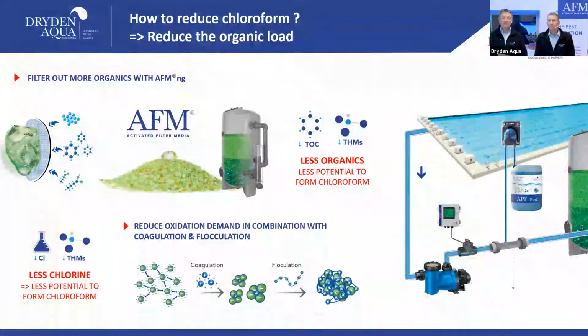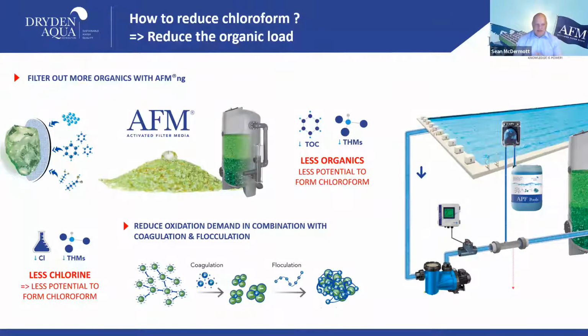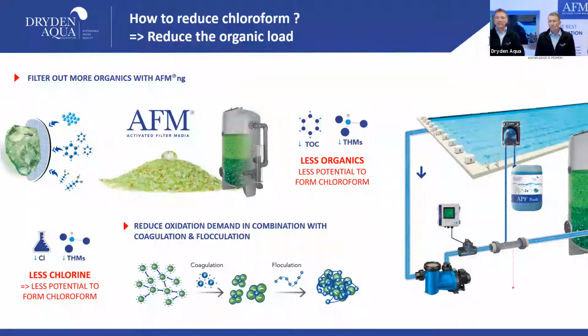Another way to do this, in combination with AFM-NG, is of course to use APF, the best coagulant and flocculant on the market. We're going to remove even more organics with that combination, further reducing chloroform production. With AFM 50% and with APF another 50%, so 75% totally, and that's huge. If you have 75% less THMs, we did something good. Yeah. We really did something good.